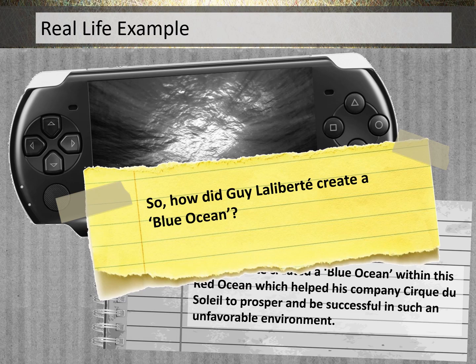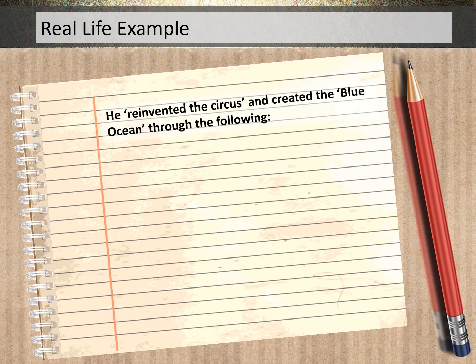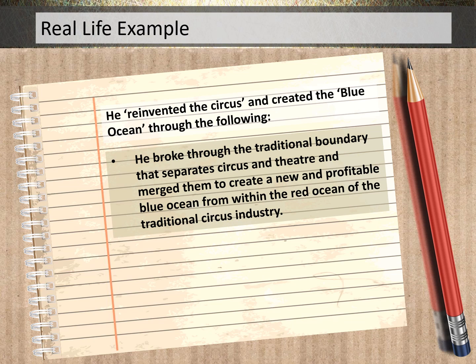So, how did Guy Laliberte create a blue ocean? You can understand how Guy Laliberte created a blue ocean by looking at his company's tagline, "We reinvent the circus." That is exactly what Guy Laliberte did to create the blue ocean for his company, Cirque du Soleil. He reinvented the circus and created the blue ocean through the following. He broke through the traditional boundary that separates circus and theater and merged them to create a new and profitable blue ocean from within the red ocean of the traditional circus industry.